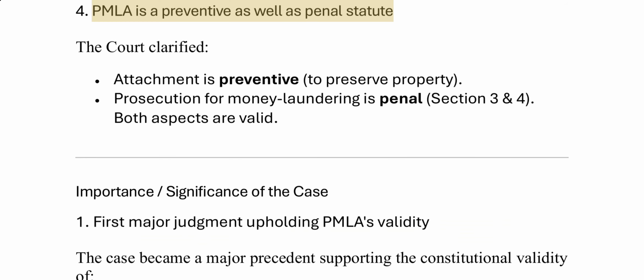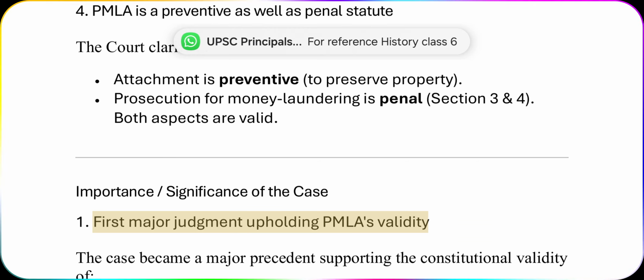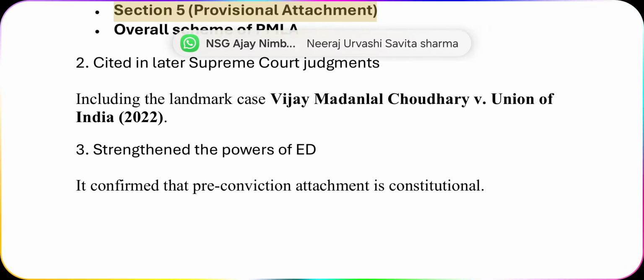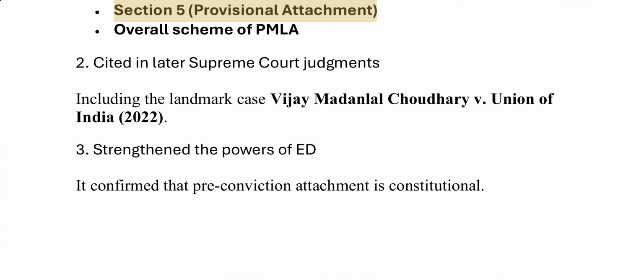4. PMLA is a preventive as well as penal statute. The court clarified, attachment is preventive, to preserve property. Prosecution for money laundering is penal, Sections 3 and 4. Both aspects are valid. Importance, significance of the case. 1. First major judgment upholding PMLA's validity. The case became a major precedent supporting the constitutional validity of Section 5, Provisional Attachment.